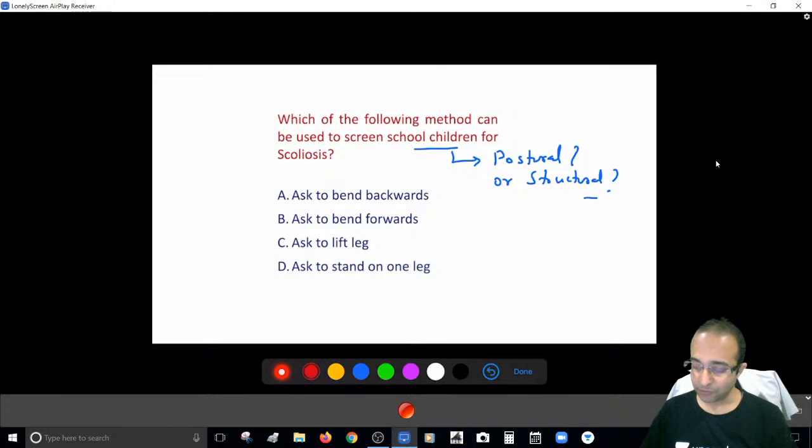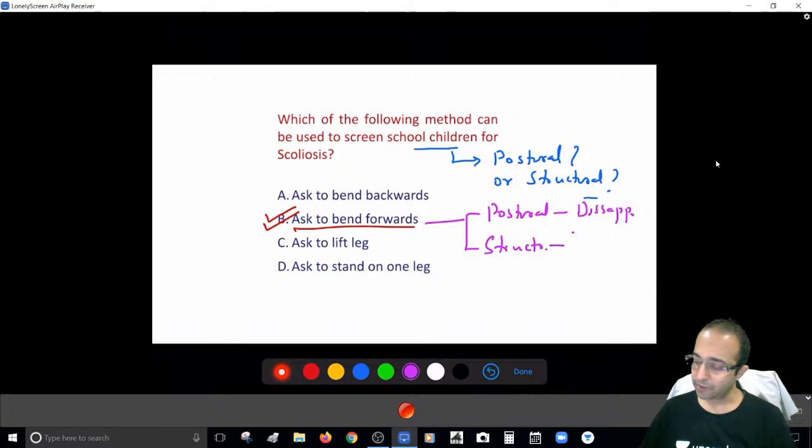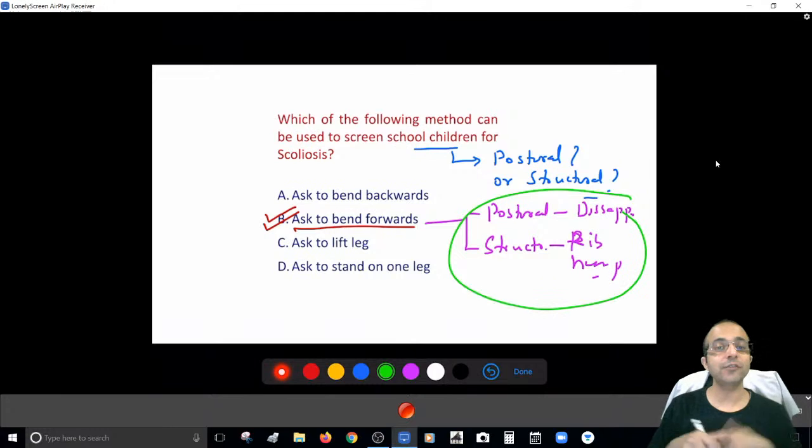You ask these children to bend forwards. Because what will happen as these children bend forward, if it is the postural variety, you will find the curve disappeared, gone, and if it is the structural variety, you will rather find the rib hump. So the findings are absolutely different in the two varieties of scoliosis where you ask a person to bend forwards. In fact, that's exactly what I told you, Adam's test.